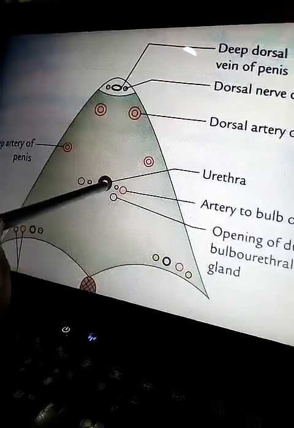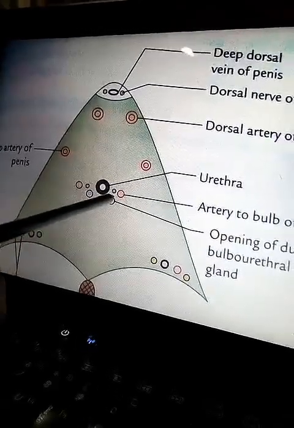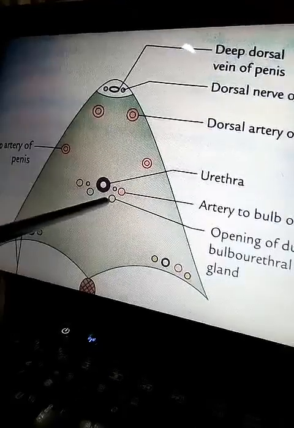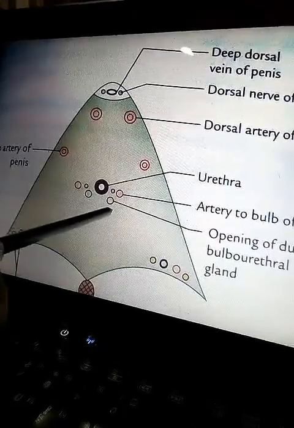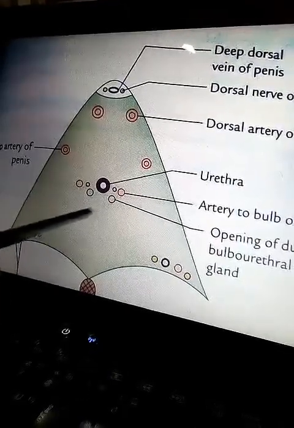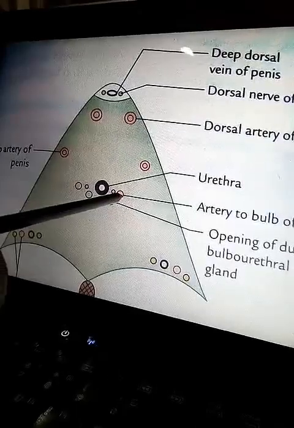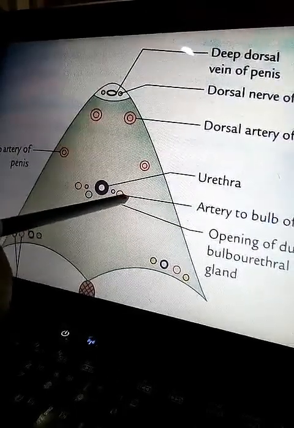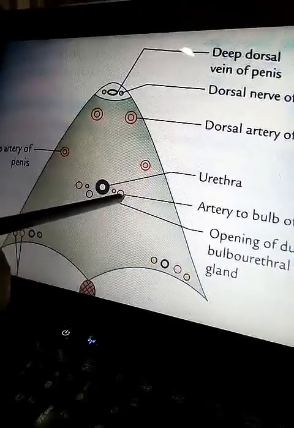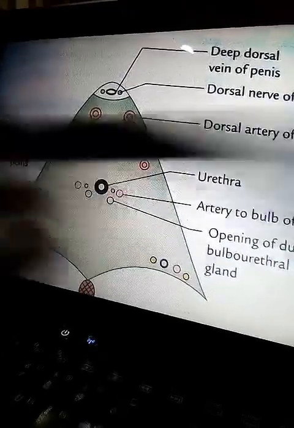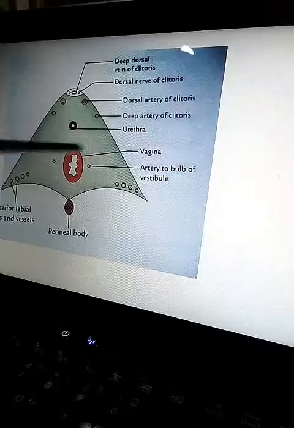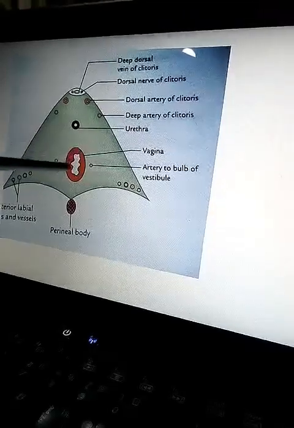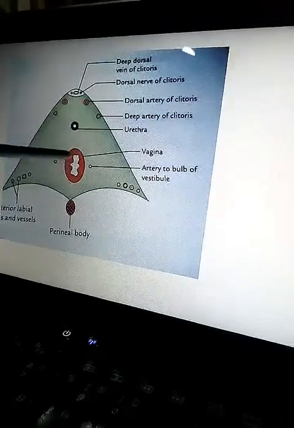Now the urethra also pierces it, as already told you, in the midline. Urethra in the midline, ducts of the bulbourethral glands, artery to the bulb of the penis or bulb of the vestibule of vagina on each side of the urethra, and the vagina in the female behind the urethra.